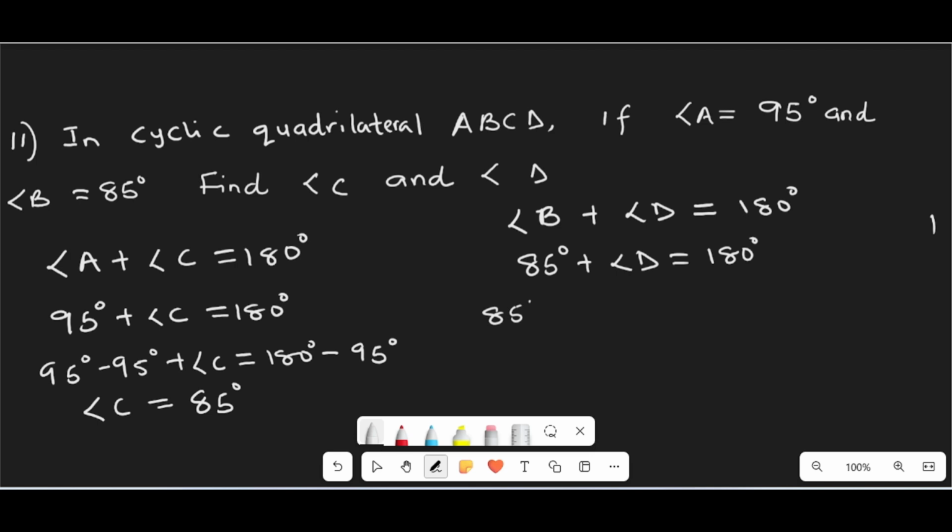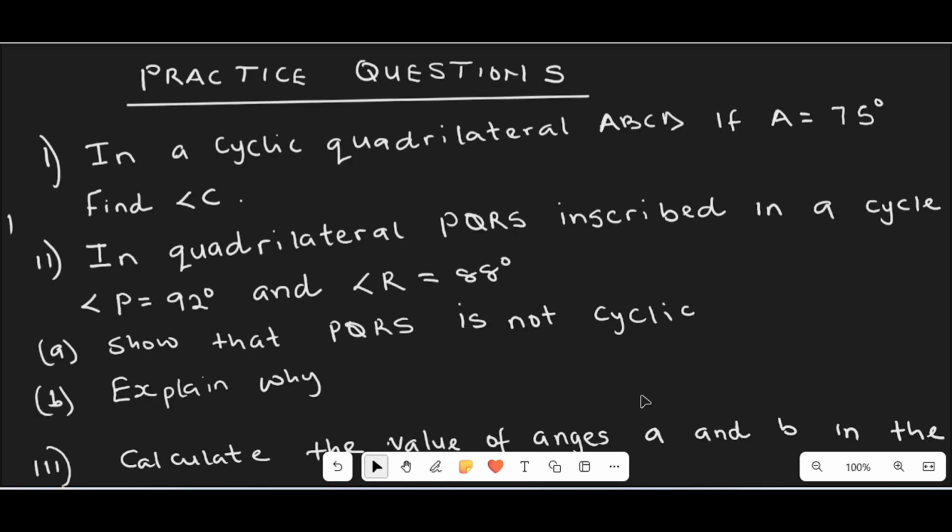85 degrees minus 85 degrees plus angle D equals 180 degrees minus 85 degrees. 85 degrees minus 85 degrees will give us 0. Angle D equals 180 degrees minus 85 degrees, which will give us 95 degrees. That is our answer. Practice questions.